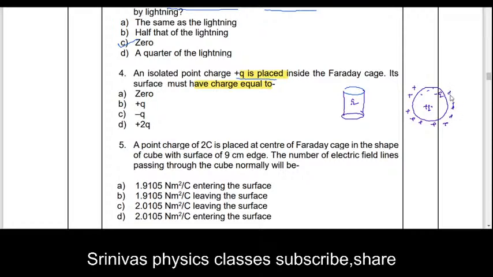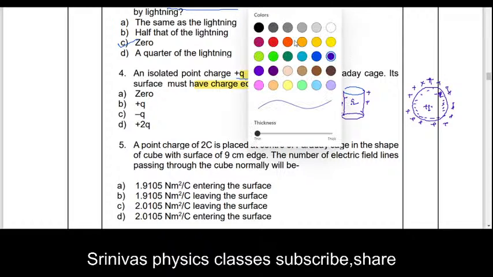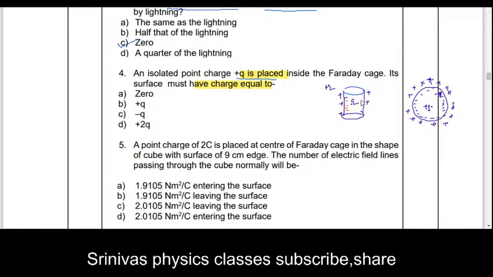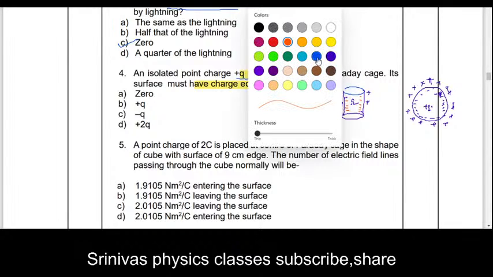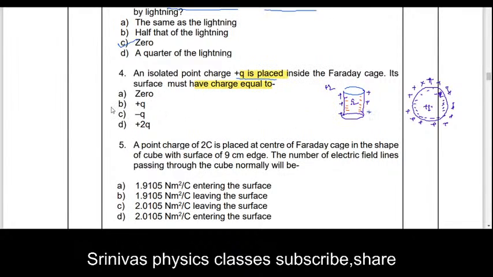What will this plus q do? This plus q placed here attracts all the minus charge in the metal sheet. That's why minus forms on the inside surface. On the outer surface, the positive charge will form, that means plus q. On the inner surface, minus will form. Then what is the answer here? Plus q on the outer surface, right?